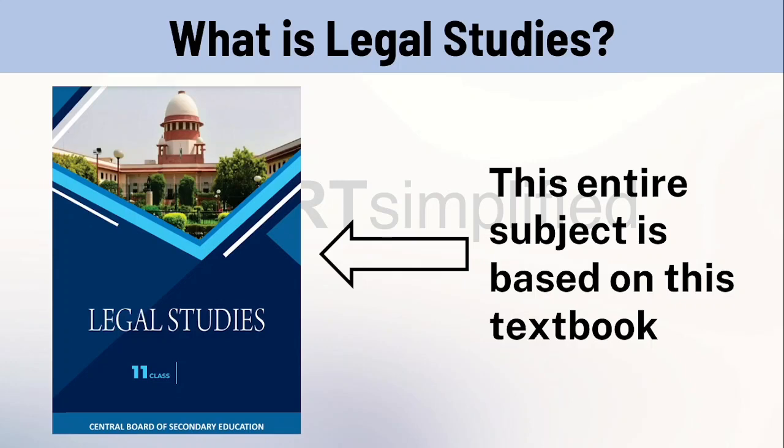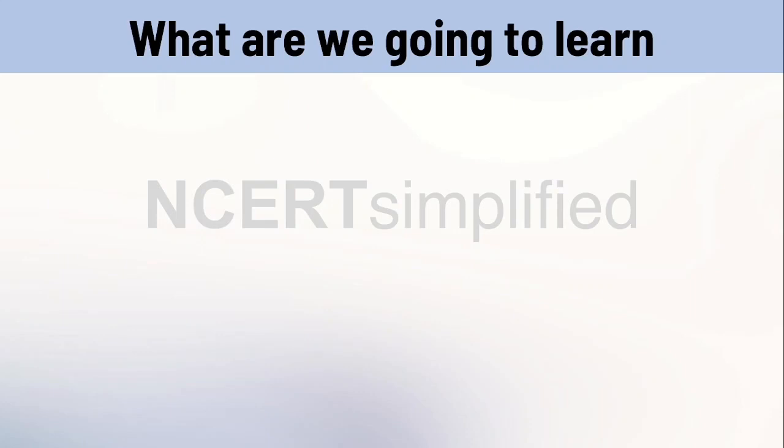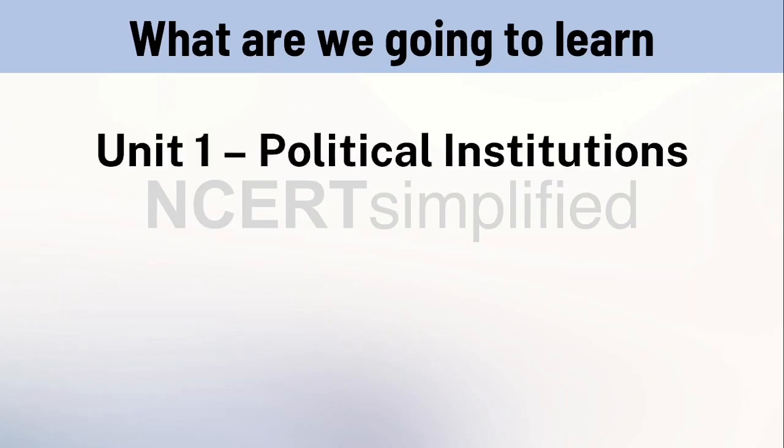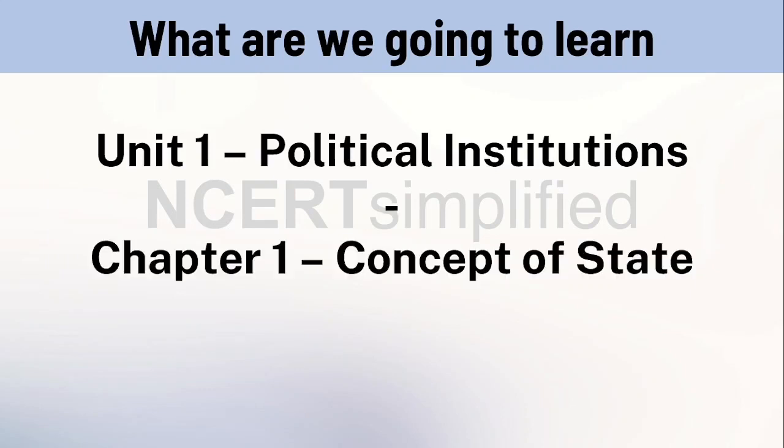In this video, I'm going to make the textbook as simple and easy to understand as possible. What are we going to learn? Well, we're going to learn about the first chapter in the first unit, political institutions, and it's called Concept of State. Now, before we get into the chapter, let us understand this unit, political institutions.